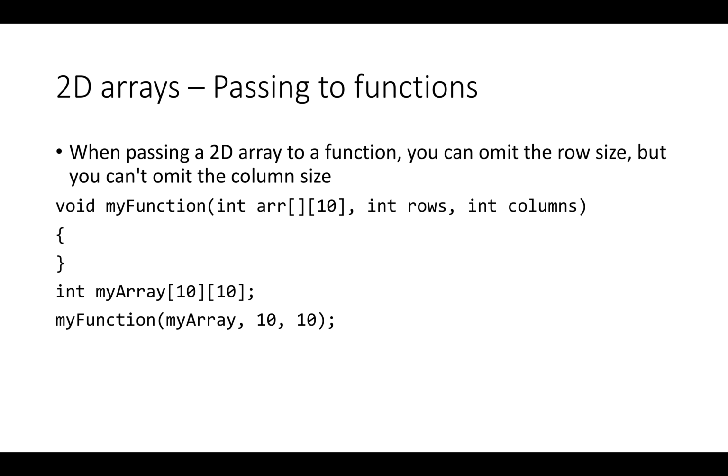So we can actually pass an entire 2D array to a function. When passing a 2D array to a function, you can omit the row size, but you can't omit the column size. It doesn't really matter what this first box is, you can leave it empty, but you always have to specify this second box stating how many columns there are in the array. So again, you can declare a 2D array like this. This is the number of rows, this is the number of columns, and then you can pass your 2D array directly to a function, all of the rows, by saying just the variable name.